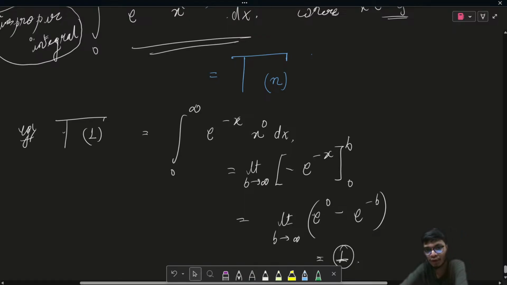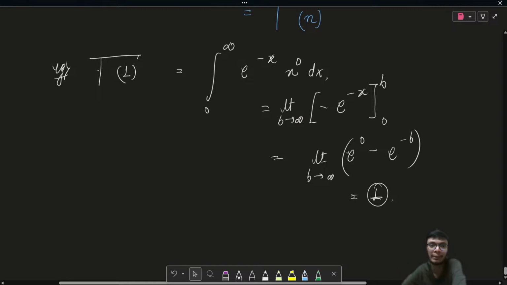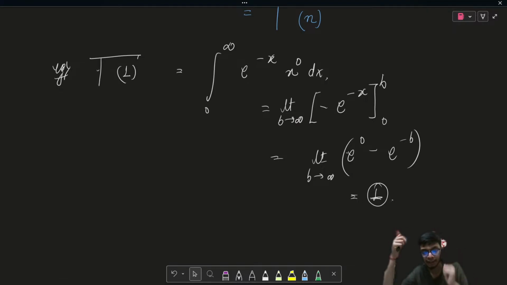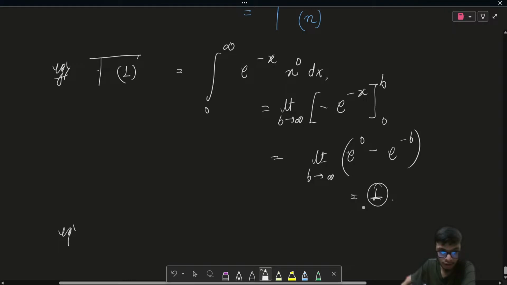Now you must be wondering that we have already solved questions where we integrate from 0 to infinity and directly put the value of infinity. You cannot directly put the value of infinity. Infinity is not a number, it is a concept. Whenever you put x equal to infinity, it means the limit as x tends towards infinity.